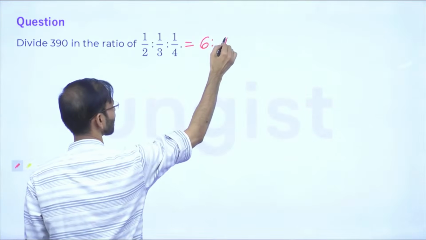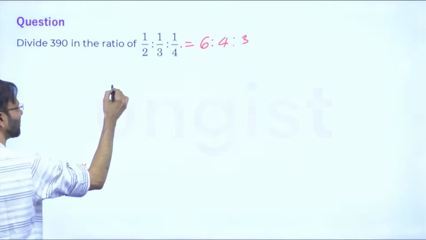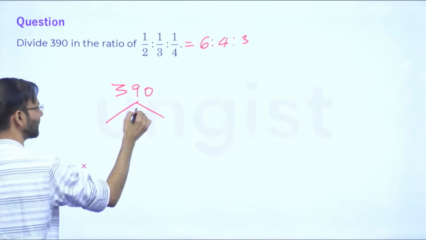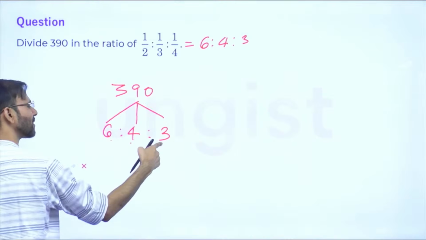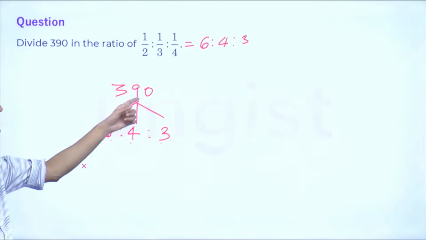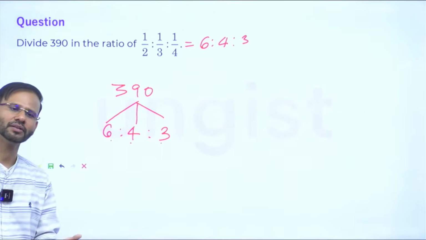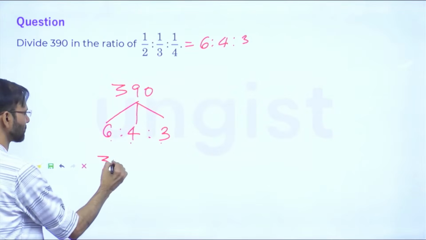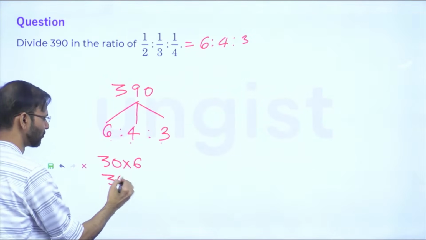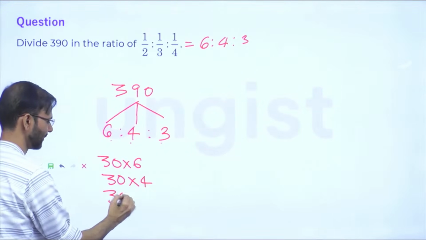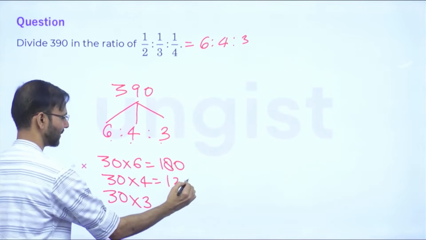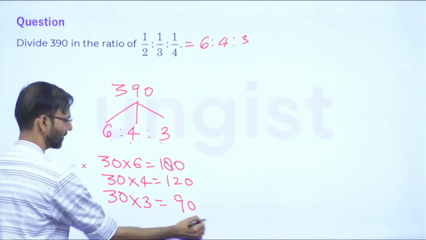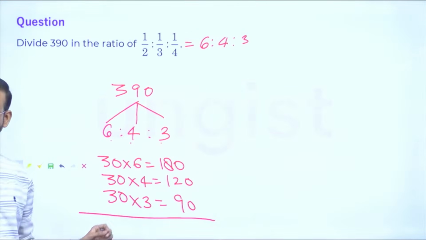Very good, guys. So this question is talking about you need to divide 390 in the ratio of 6, 4, 3. Everyone fine now? 6 plus 4, 10. 10 plus 3 is what? 13. 390 divided by 13 will be what? 30. 30 into 6, 30 into 4, 30 into 3. Guys, this is 180, this is 120, this is 90. Everyone, hope it is clear. Guys, any doubt, any confusion, any problem?